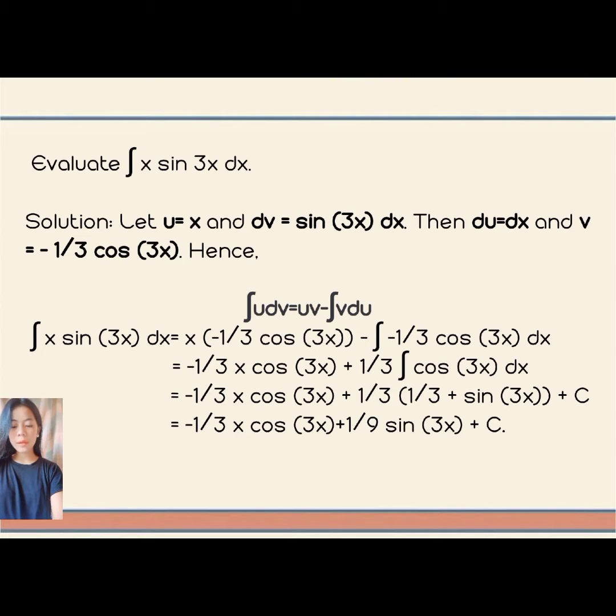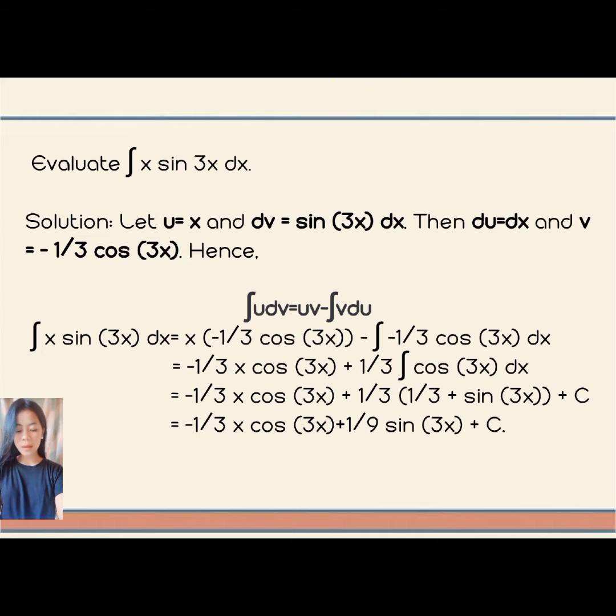Now that we have this, we can use the right side of this equation. So let's go ahead and plug everything in. So the integral of x sine 3x dx is going to be u times v. So we know that v is negative 1/3 cos 3x, minus the integral v du, which is negative 1/3 cosine 3x dx. So now, let's simplify the expression.